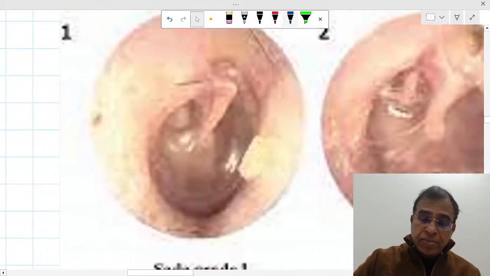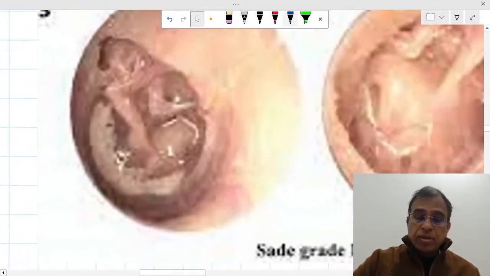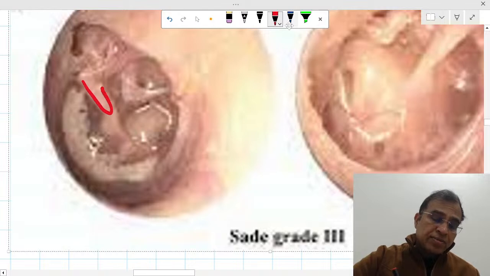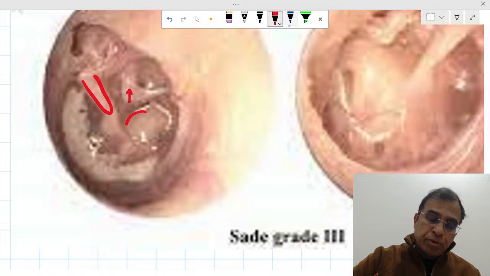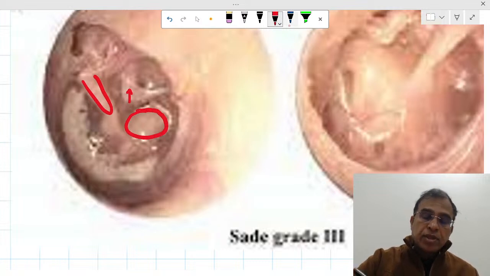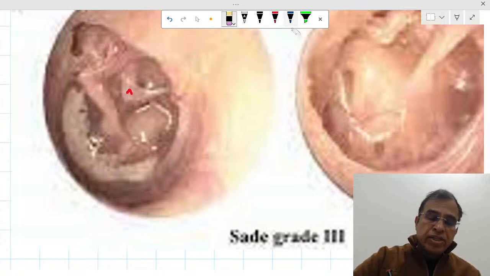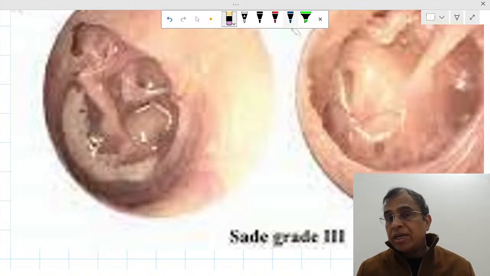And look at this image now. This is your handle of malleus, this is your incus, and you can see a small part of the promontory here. If you can see a small promontory along with the incus and the malleus, then that means it is touching the promontory, so it is grade 3 retraction.